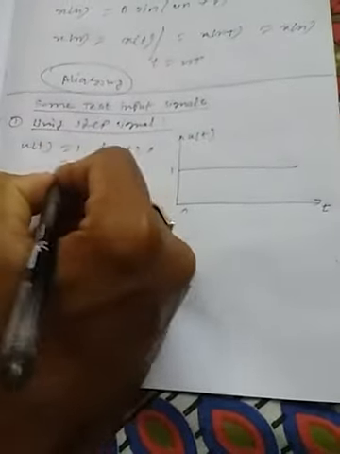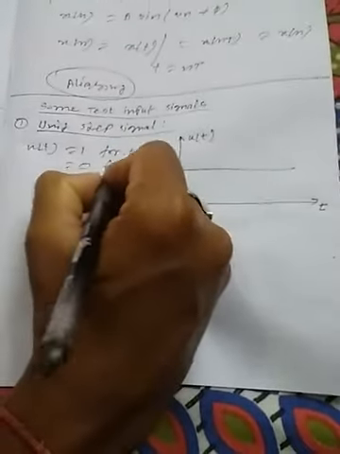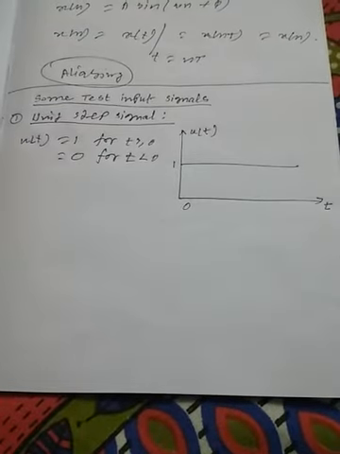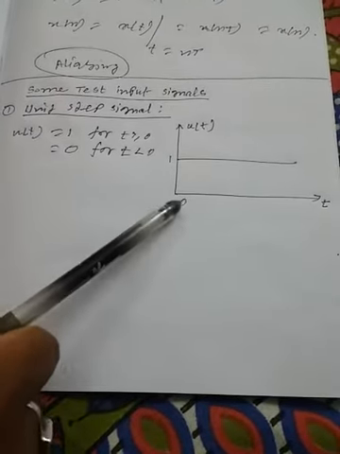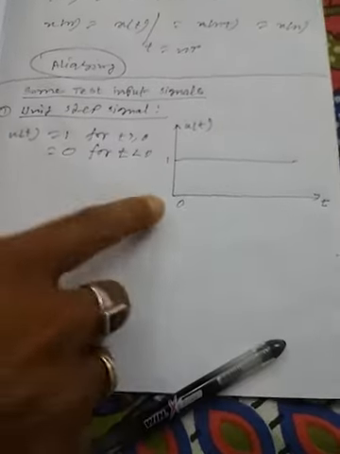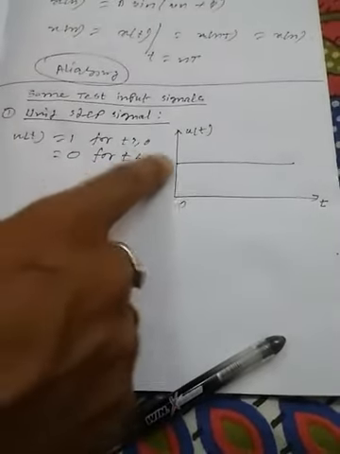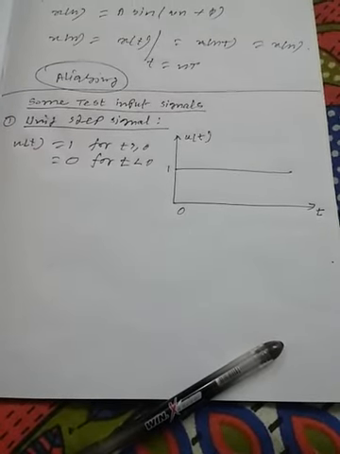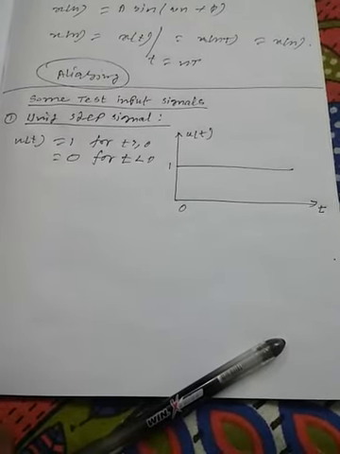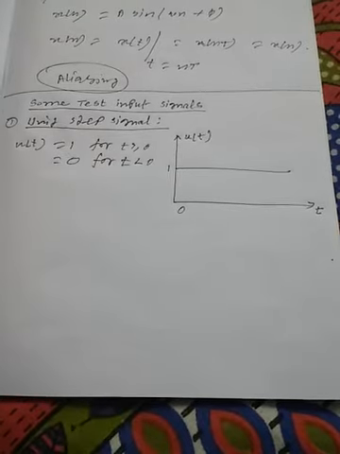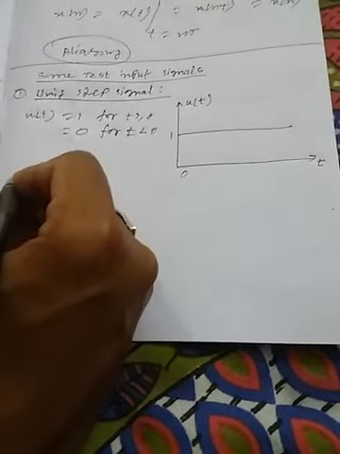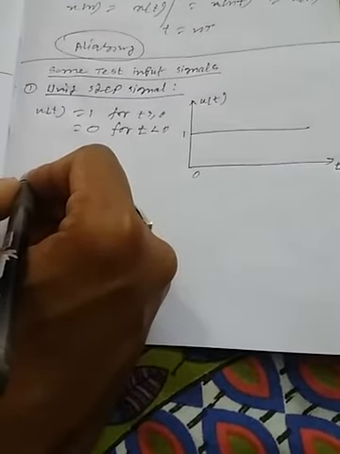And u(t) equal to 0 for t less than 0. So when t is negative, there is no value of u(t); u(t) is 0. So this is the unit step signal.